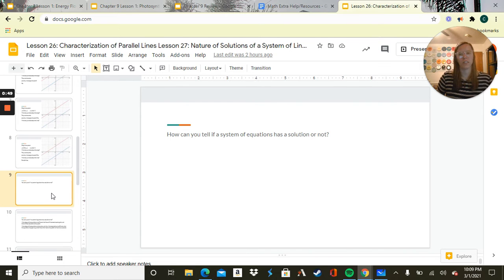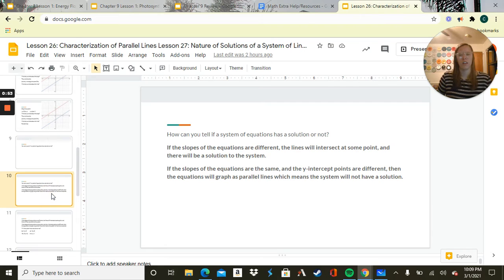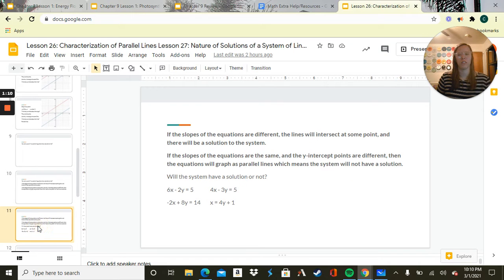So now our next question is, how can you tell if a system of equations has a solution or not? If the slopes of the equations are different, the lines will intersect at some point and there will be a solution. If the slopes of the equations are the same and the y-intercepts are different, then the equations will graph as parallel lines, which means the system will not have a solution. Okay, so will the system have a solution or not?